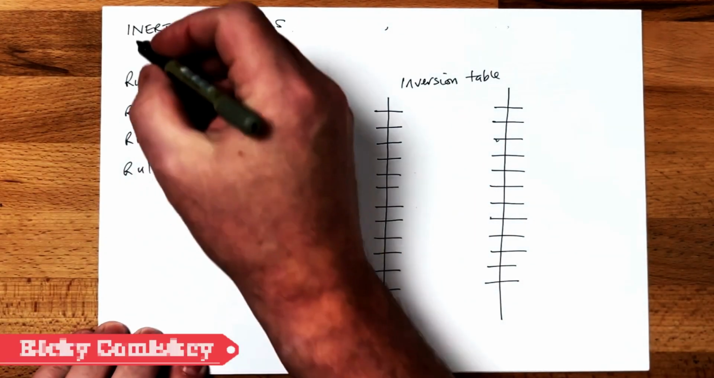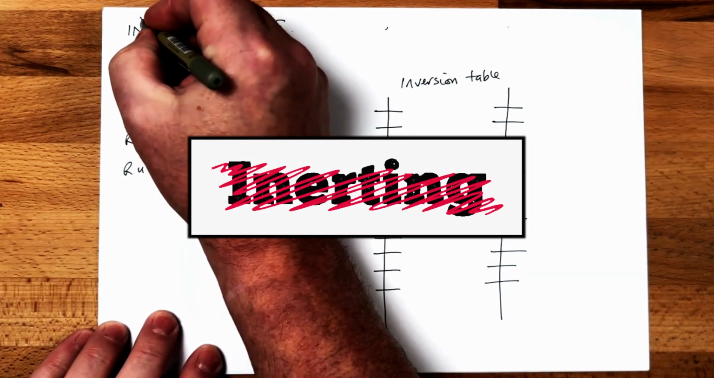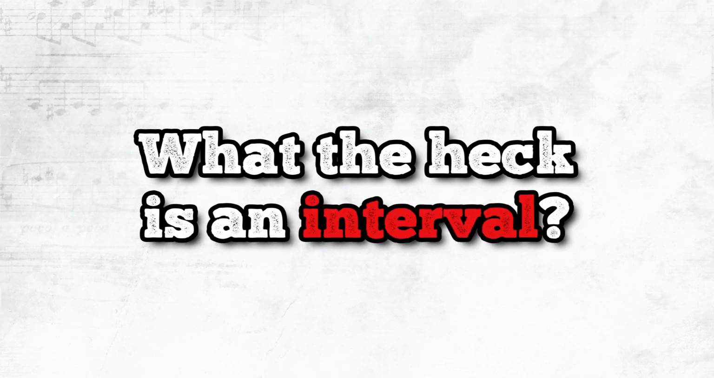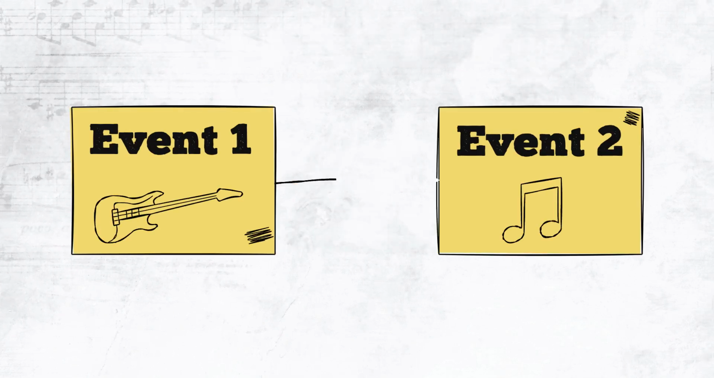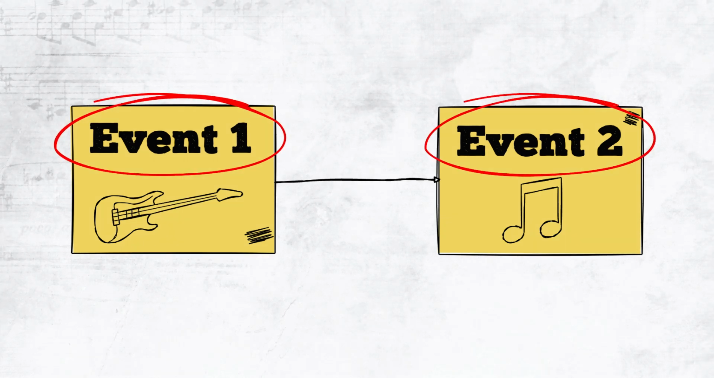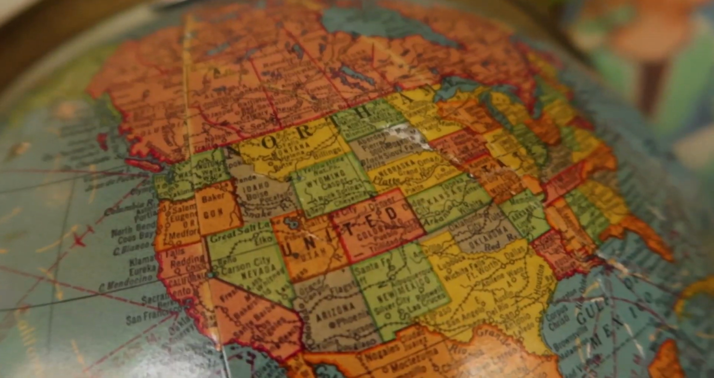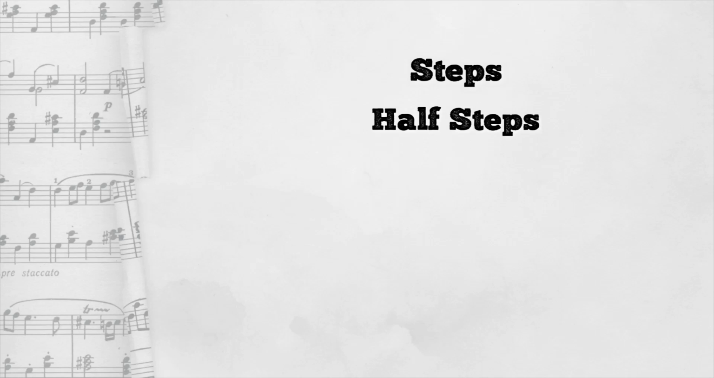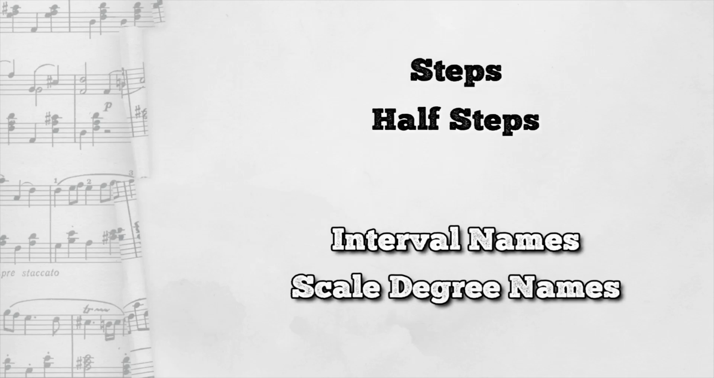Today's lesson is all about not inverting intervals. The first thing you need to know is what the heck is an interval? Well, the way I see an interval is it's the distance between one event and another event. So if we had something happening there and something happening there, then the distance between those two things there. Now it could be distance, it could be time. In our case, in music, steps and half steps, but more importantly, using interval names or scale degree names.